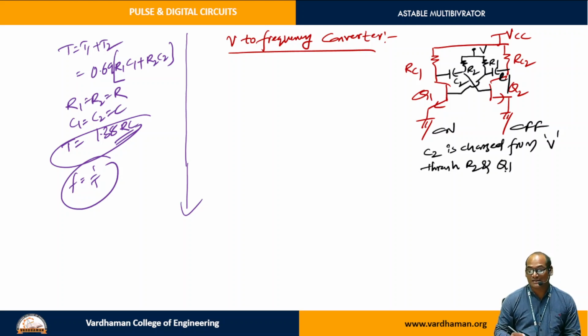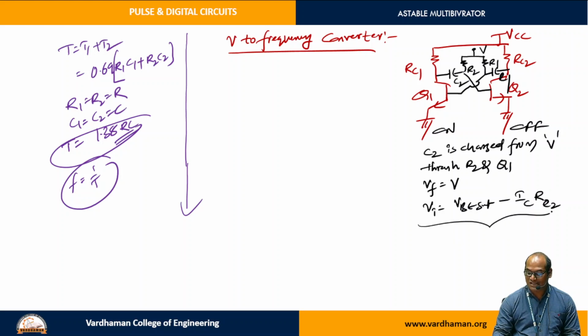So if other elements are not available, the C2 capacitor can charge up to which value? Capital V. That means the final voltage will become capital V. That is what you need to understand. And the initial voltage is generally VB sat minus, how much amount of drop is there? IC into RC2. Why is there no change in the initial voltage?